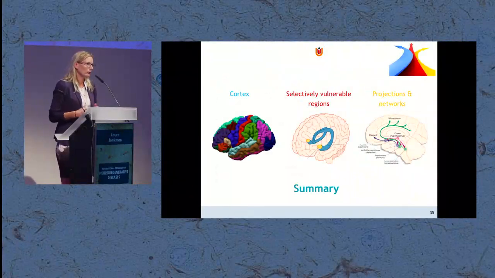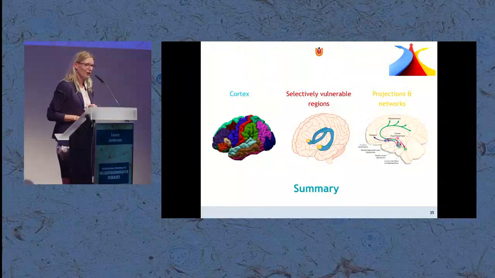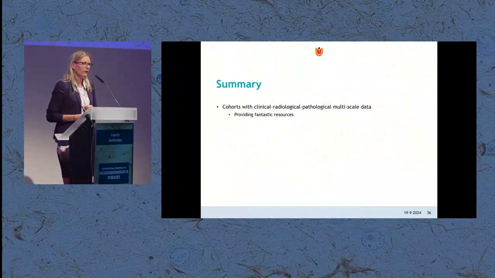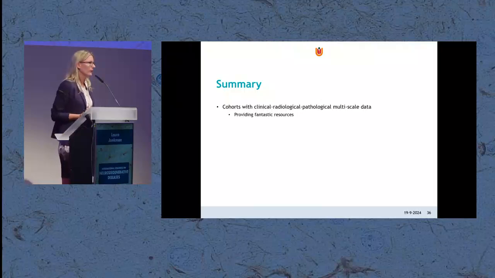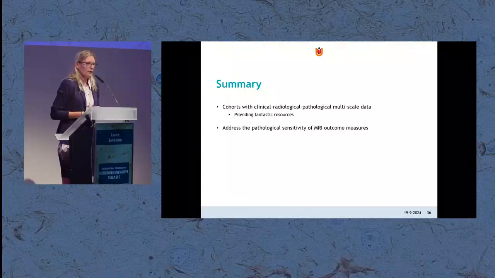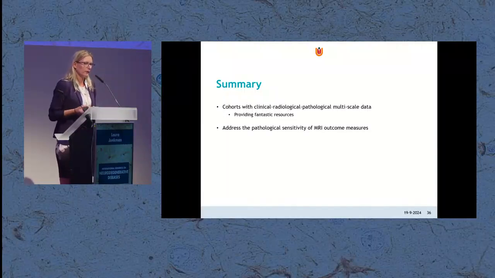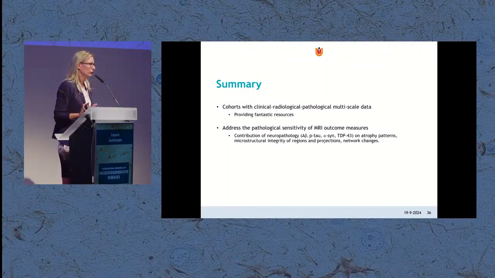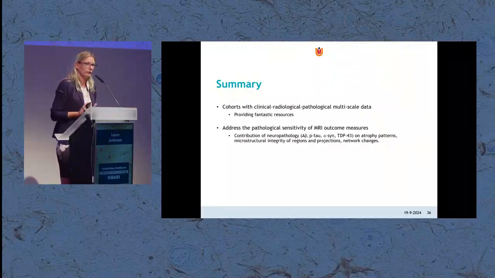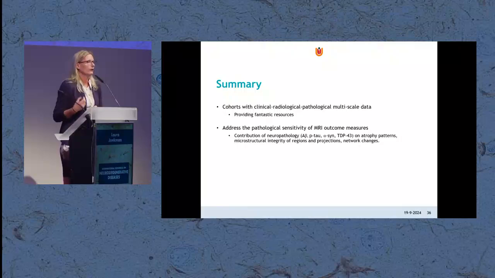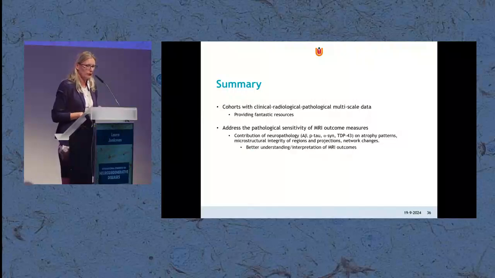So to summarize, to come to an end, so we can all go towards our coffee break: these cohorts with clinical, radiological, and neuropathological data are a fantastic resource for various types of studies and also for brain banking initiatives. We can address the pathological sensitivity of different MRI outcome measures towards the contribution of different proteinopathies towards volumes of specific nuclei or projections, and also other markers of interest.